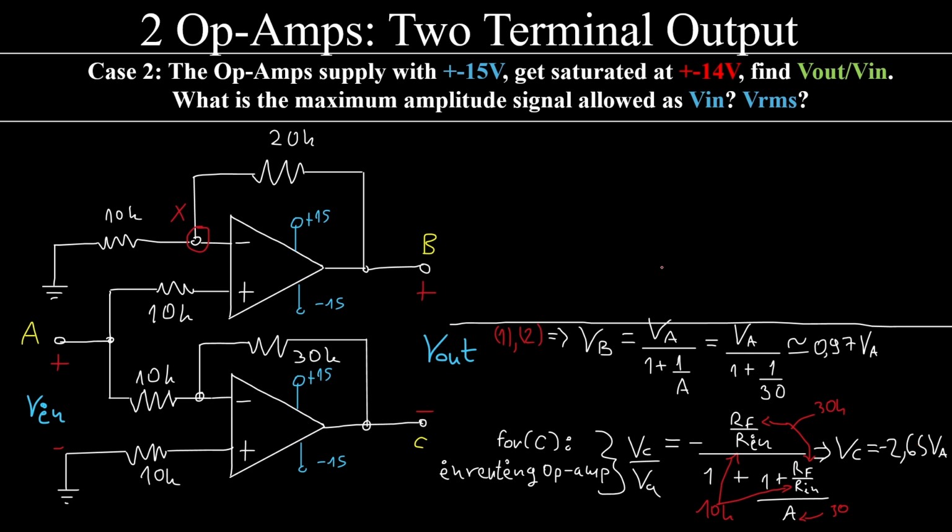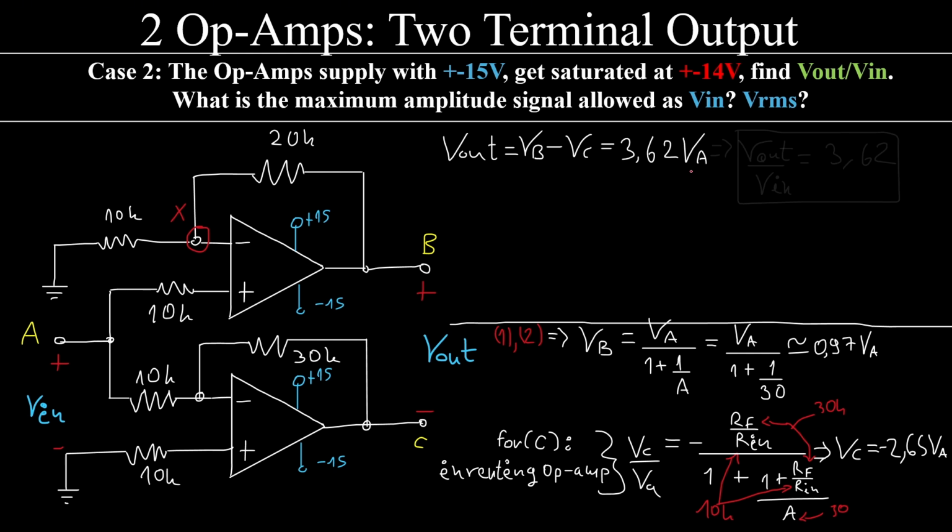Now if I erase most of this over here, I'm going to find out how much V out over V in is. V out is nothing but VB minus VC, which is 3.62 VA. VA is V in, therefore V out over V in must be equal to 3.62. Slightly lower than the 4 we had previously, right?